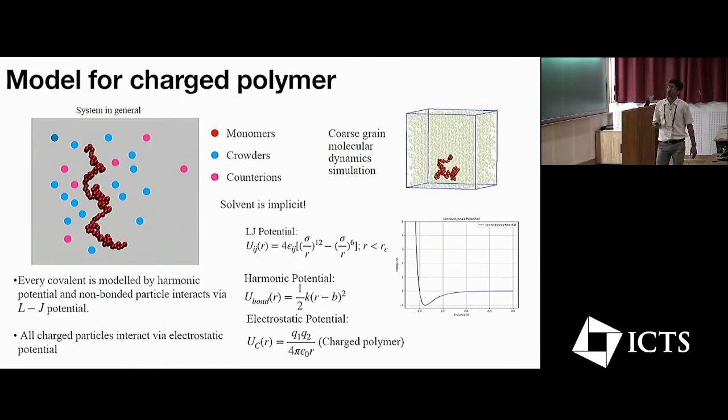So this is our model. A very simple model with a single charged polymer chain in the presence of crowder particles, shown as blue, and the counter ions here. The solvent is implicit, so we don't take into account the solvent effect. The potentials are LJ potential for all the particles, the bonded monomers interact via the harmonic potential, and all the charges interact by electrostatic potential, right?